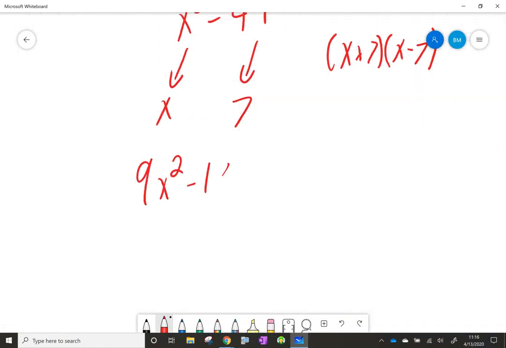9x squared minus 16. So again, notice the minus sign. Don't do anything if it's a plus. If it's a plus sign, you write prime or not factorable, okay? But it's minus, so we'll continue our work.